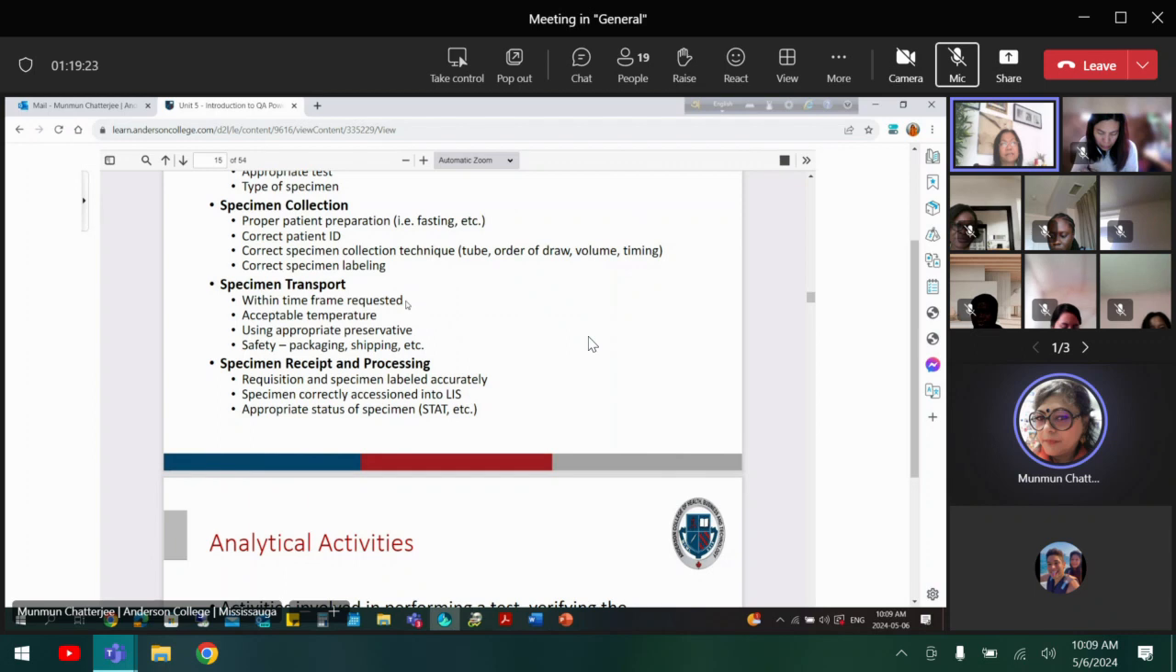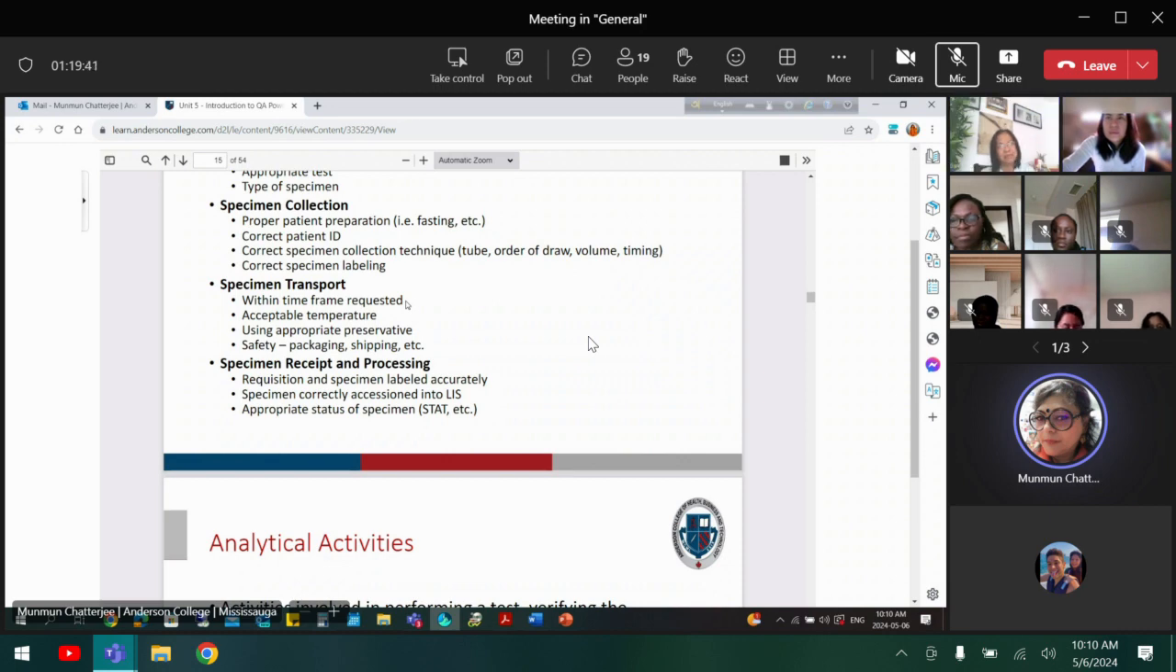Should be within 2 hours. Exactly. And within which time frame do you have to separate the serum? After which time? 30 minutes minimum. Okay. And plasma?